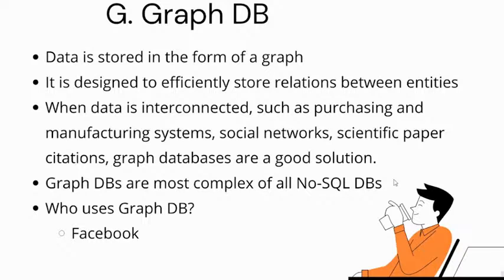So in these cases where you have different connections and where you're looking for NoSQL properties, scalability, low latency, so on and so forth, go with graph database. Graph database are most complex of all NoSQL database. You might be wondering who uses graph database. One of the companies that uses graph database is Facebook.